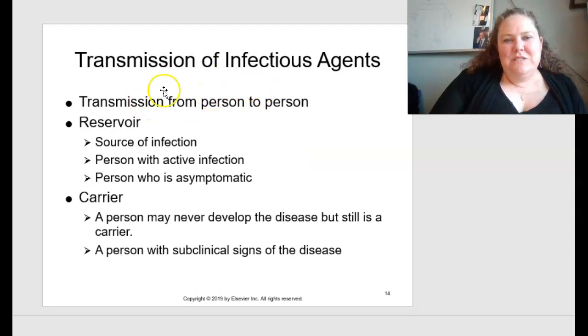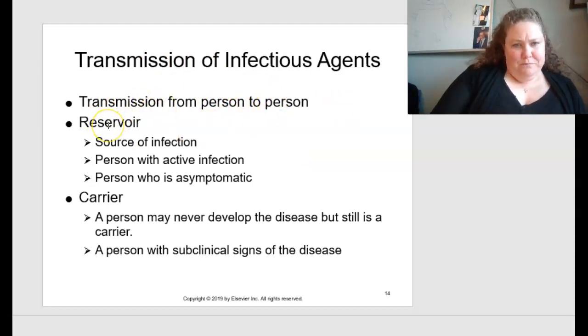Okay, anyway, transmission is going to be from person to person. If there's a reservoir, that would be the source of the infection: the person with an active infection, or a person who is asymptomatic. And then there's a carrier, a person that may never develop the disease but is still a carrier, or a person with subclinical signs of the disease.